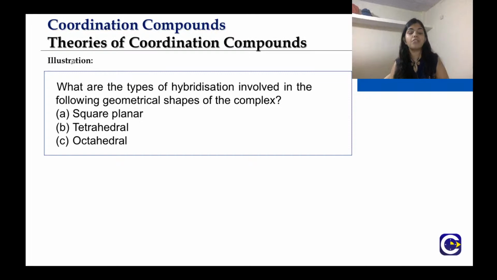Now, let me know the answers for the questions. What are the types of hybridization involved in the following geometrical shapes of the complex? You have to tell me the hybridization. For square planar, what is the hybridization? For tetrahedral, what is the hybridization? And for octahedral, what is the hybridization? This is a very easy question. You just have to tell me the hybridization that square planar, tetrahedral or octahedral complexes follow.